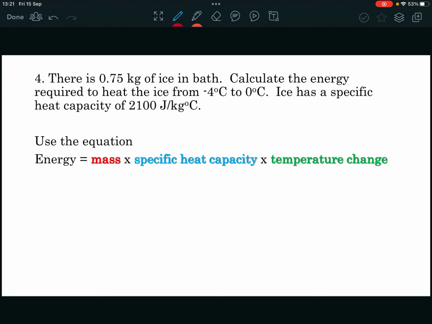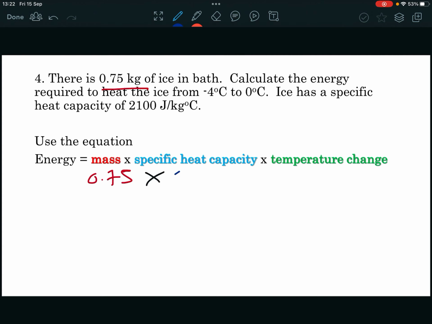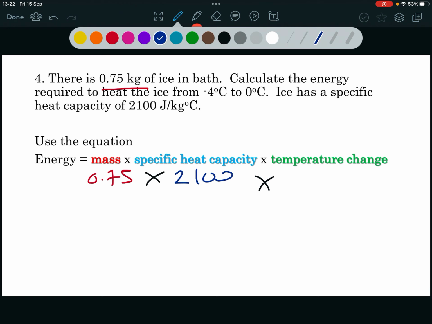So here it tells you that there's 0.75 kilograms of ice in a bath. We want to know the mass, so you've got 0.75 is going to be our mass. Okay, we're going to times that by the specific heat capacity. So ice's specific heat capacity, it tells you down here, is 2,100. I'm going to multiply that then by the temperature change.